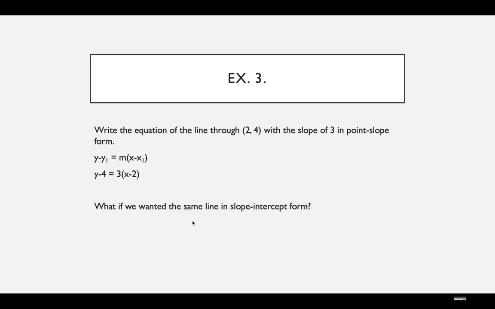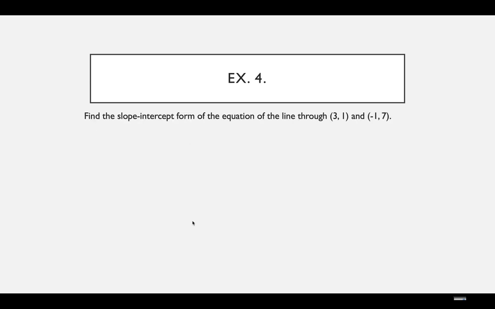But what if we wanted slope-intercept form? We could keep going, and we would distribute the 3, and we would have y minus 4 equals 3x minus 6, and we would add 4 to both sides to get y equals 3x minus 2.